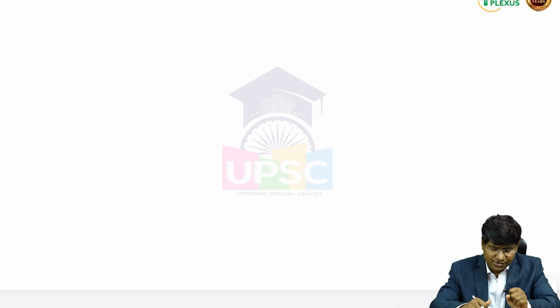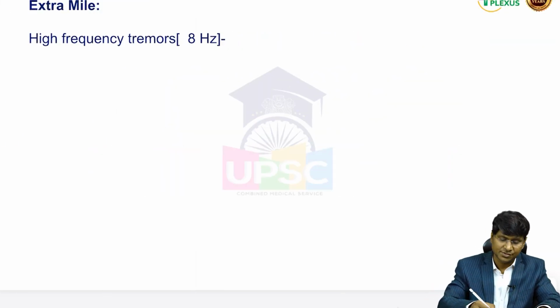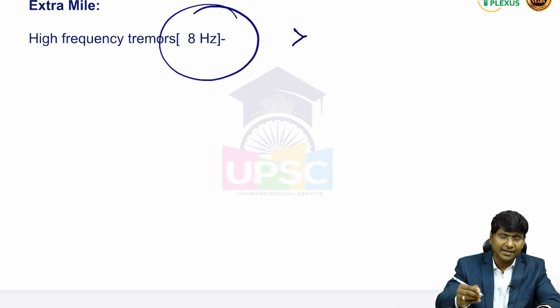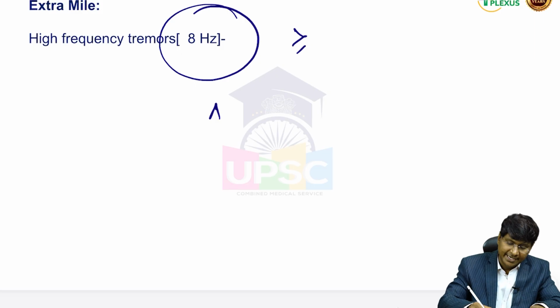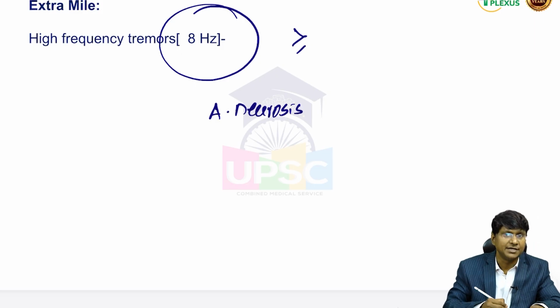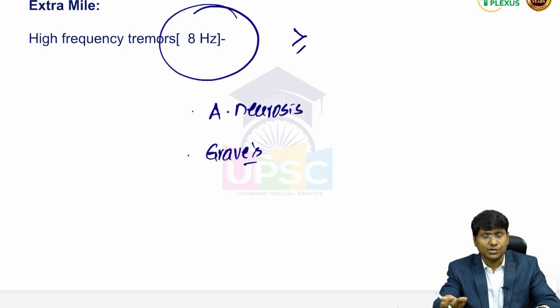Depending upon the frequency, we have high frequency and low frequency tremors. High frequency tremors are those where the frequency is more than or equal to 8 hertz. You see that in anxiety neurosis, and the second important condition is Graves' disease or thyrotoxicosis. These are the two conditions with high frequency tremors.